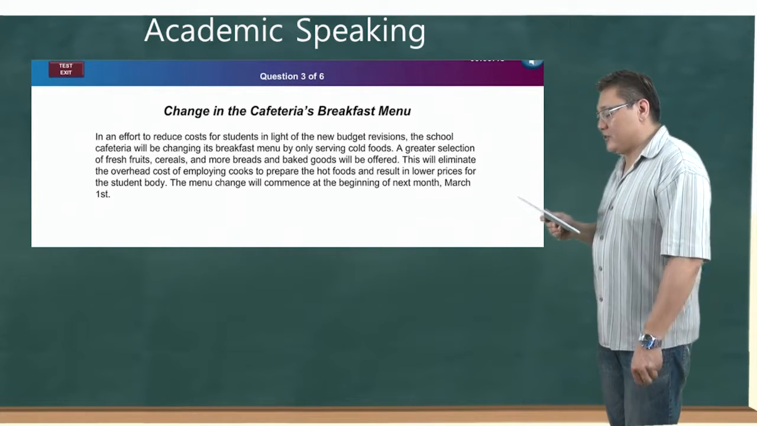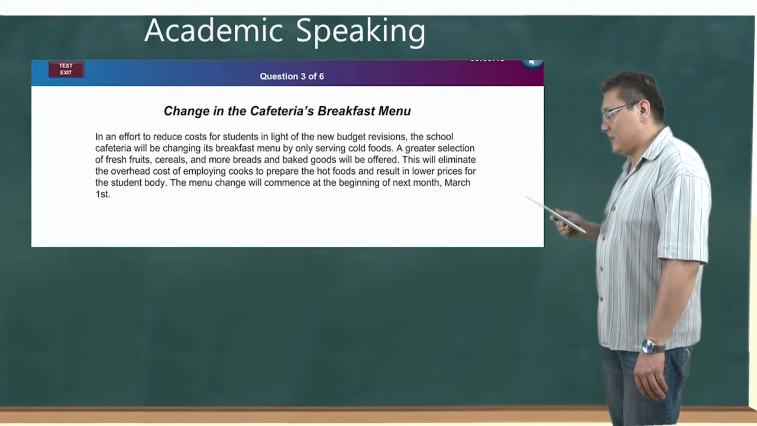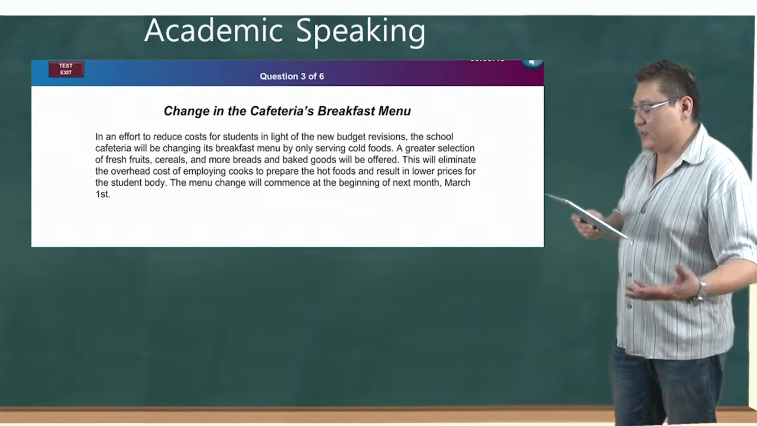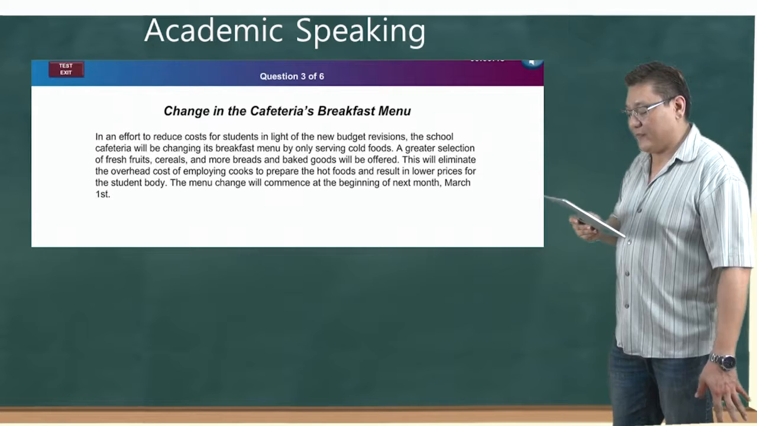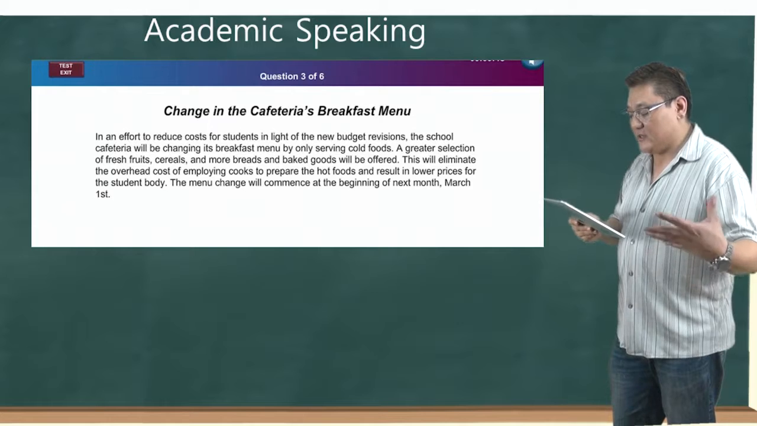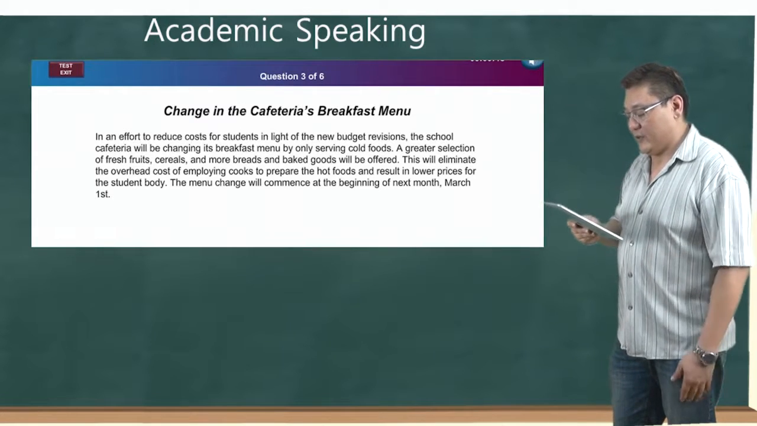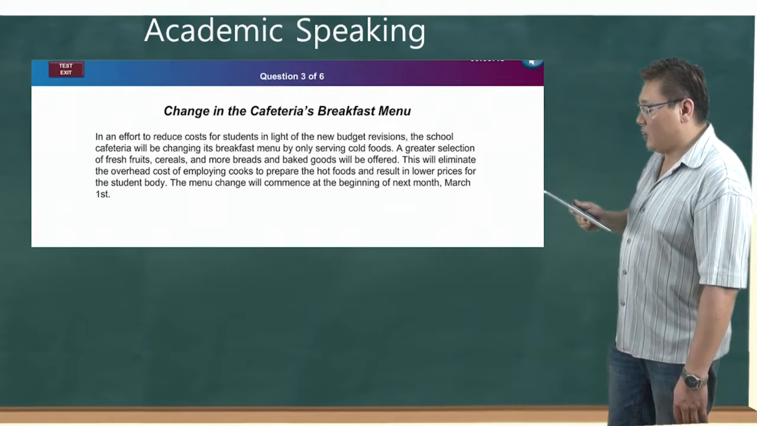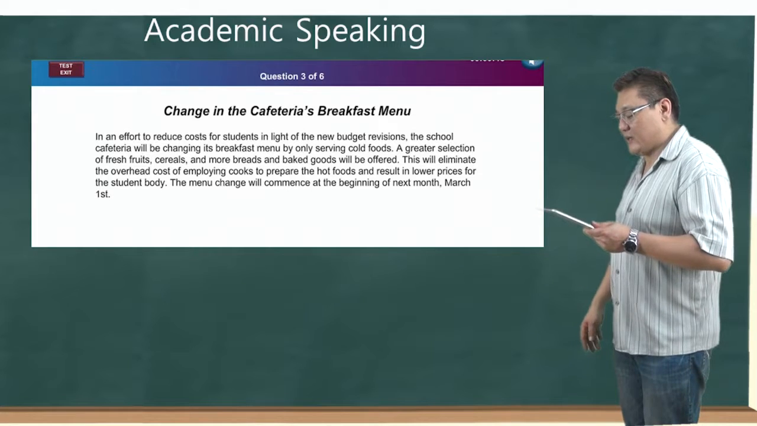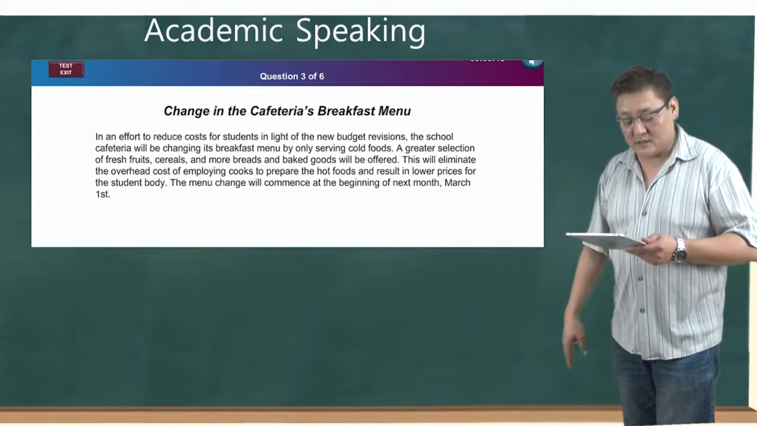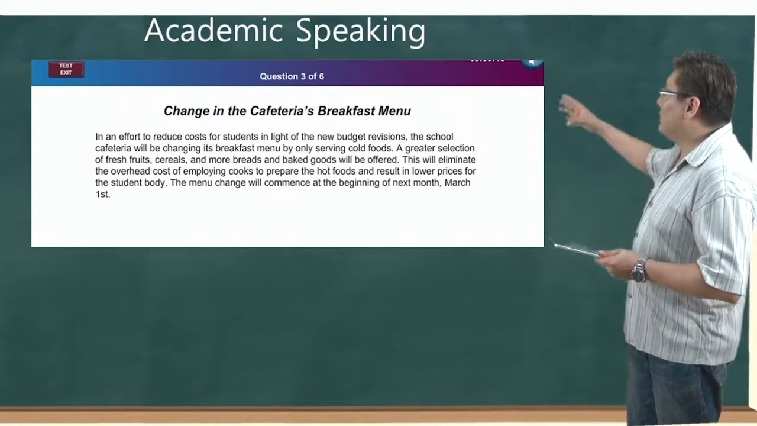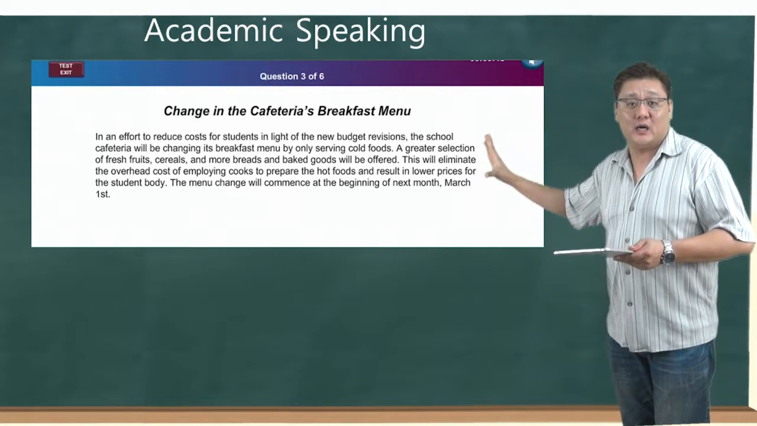An effective way to reduce cost for students in light of the budget revision, the school cafeteria will be closed this break during its breakfast menu by only serving cold foods. A greater selection of fresh fruits, cereals, and other breads and baked goods will be offered. This will eliminate the overhead costs of employed cooks to prepare the hot foods and result in lower prices for students. The menu change will commence on the beginning of next month, March 1st. 내용 자체는 뭐 학교에서 뭐가 바뀌었다는 거야.